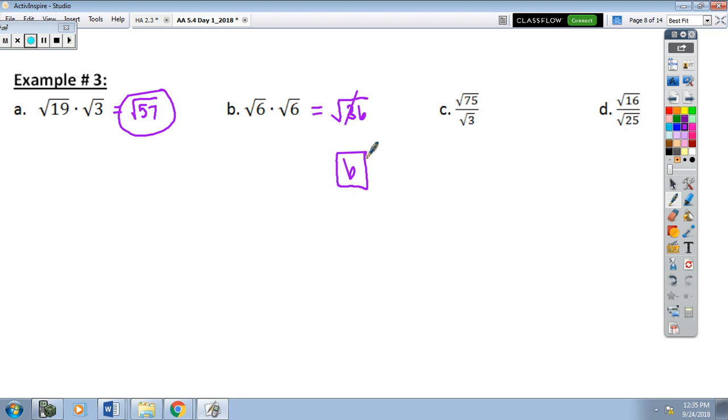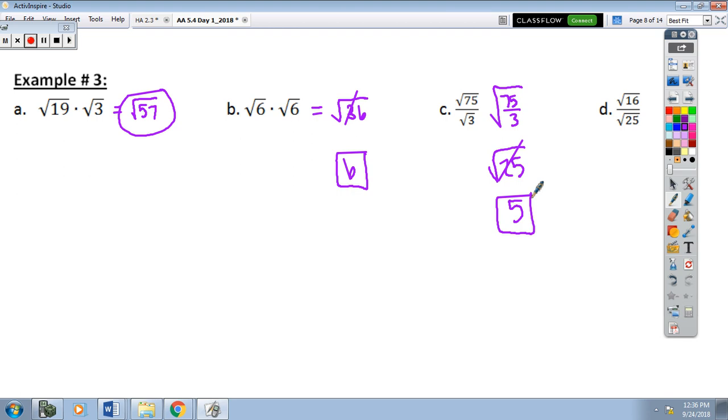Okay, now we have some dividing ones. First, always check and see if you have perfect squares. Like, this is not a perfect square and that's not a perfect square. But since they're both under the radical, you can actually think of this as one big radical with 75 thirds underneath it. And then you can divide. So 75 divided by 3 is 25. And then the square root of 25 is 5.